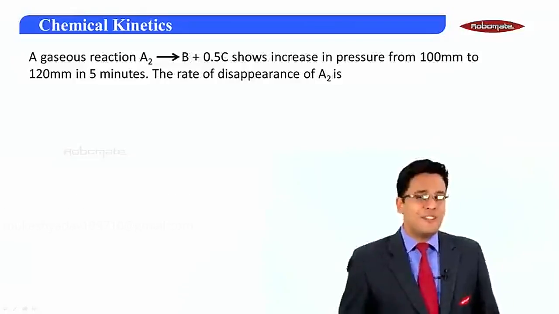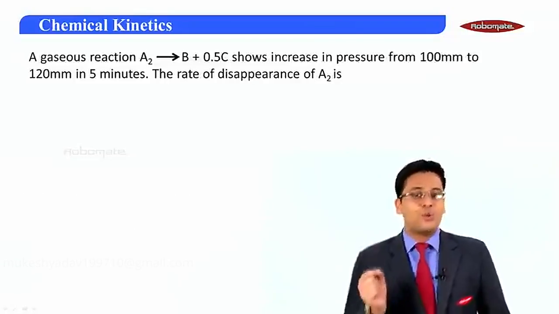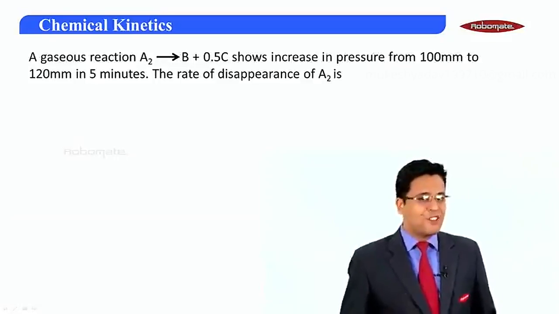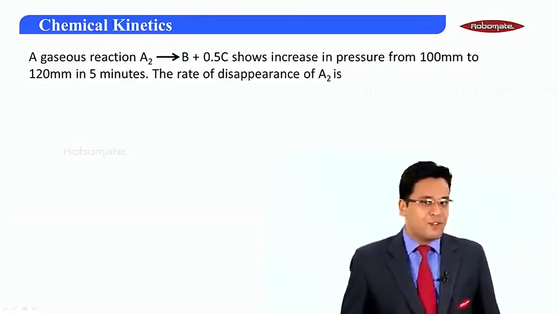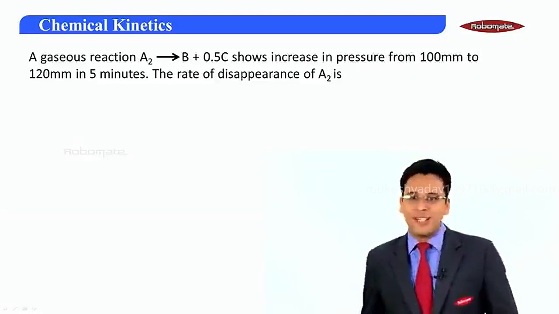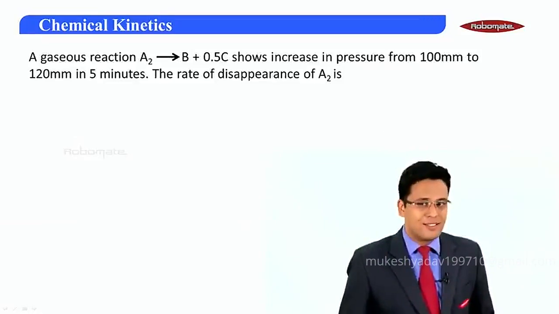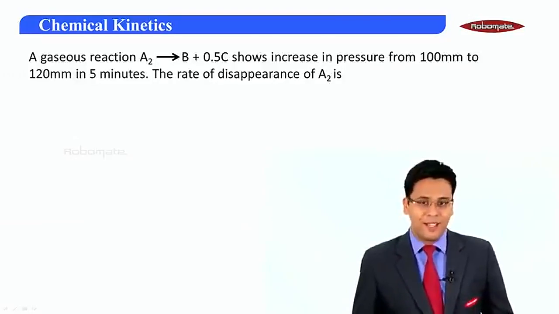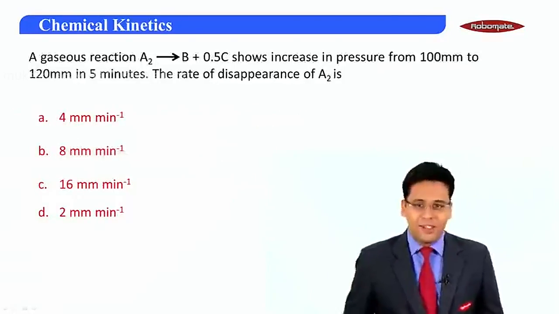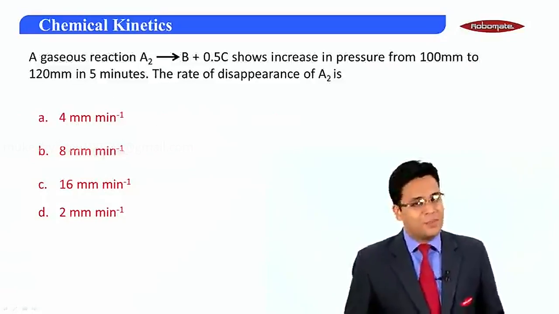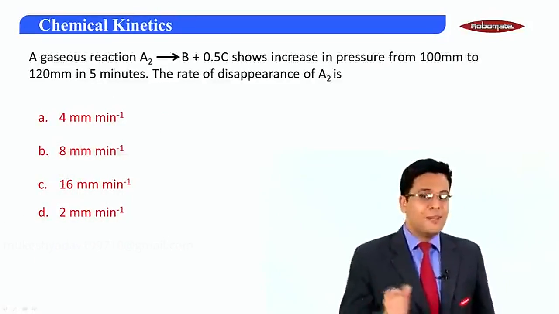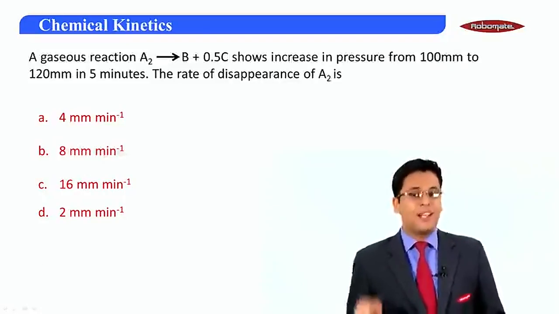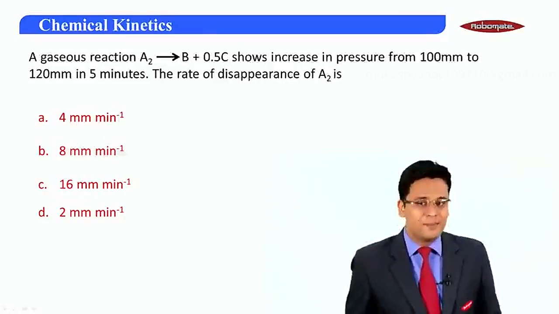A gaseous reaction A2 gives B plus 0.5 C shows increase in pressure from 100 mm to 120 mm in 5 minutes. The rate of disappearance of A2 is, and our options are 4 millimeter per minute, 8 millimeter per minute, 16 millimeters per minute, and 2 millimeters per minute.